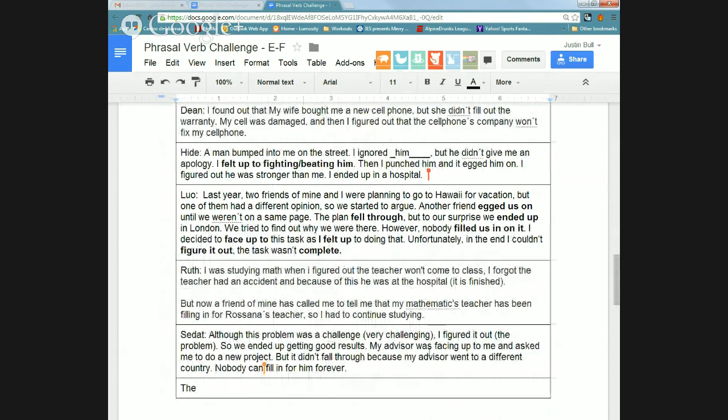You can always try to just replace it. My advisor was admitting to me that and asked me a new project. My advisor was taking responsibility. Is that what you're trying to say? Admit. Usually confront, face up to someone, but it's usually a thing, facing up to the project. Okay? You face up to something. You take responsibility to do something.